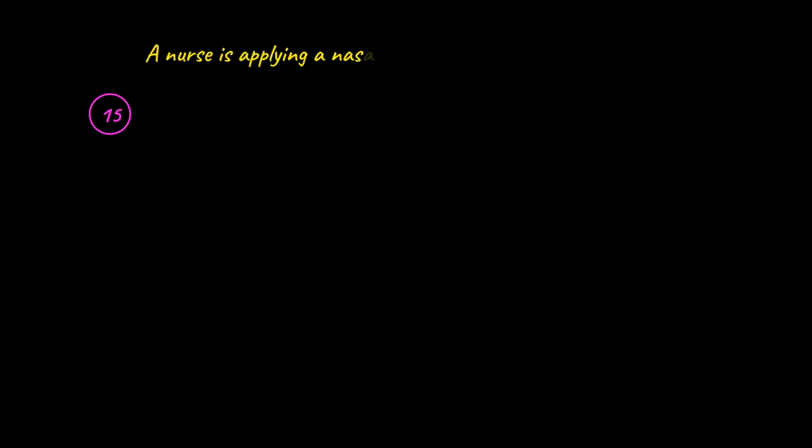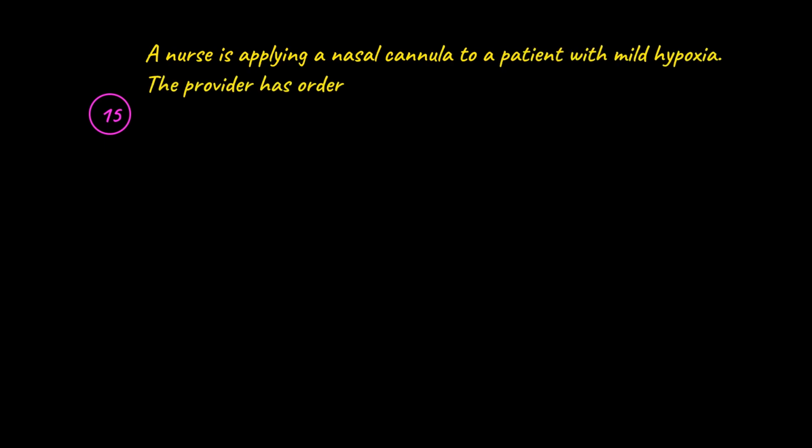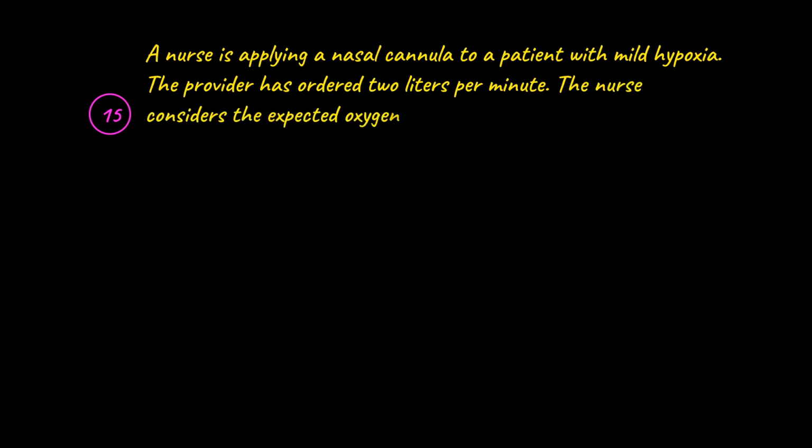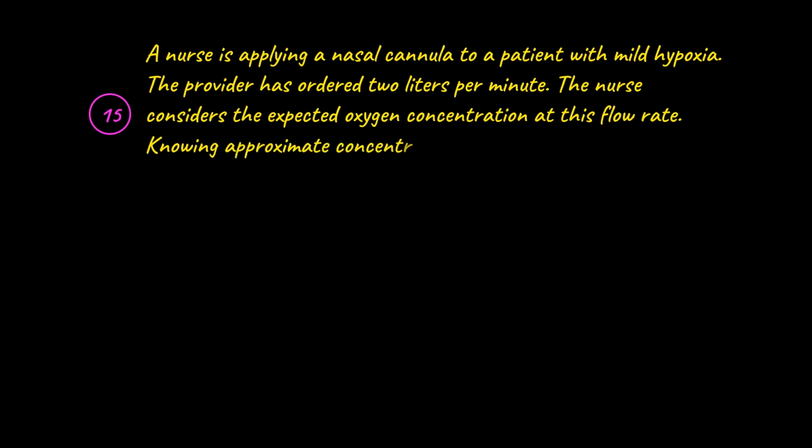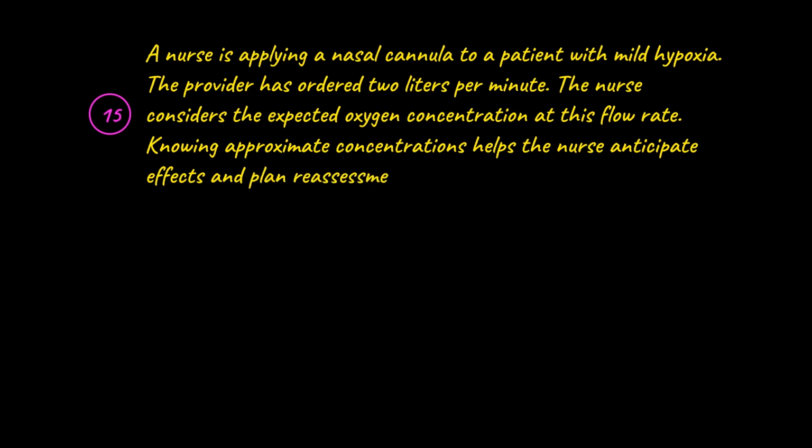Question 15. A nurse is applying a nasal cannula to a patient with mild hypoxia. The provider has ordered 2 liters per minute. The nurse considers the expected oxygen concentration at this flow rate. Knowing approximate concentrations helps the nurse anticipate effects and plan reassessment after the device is placed.